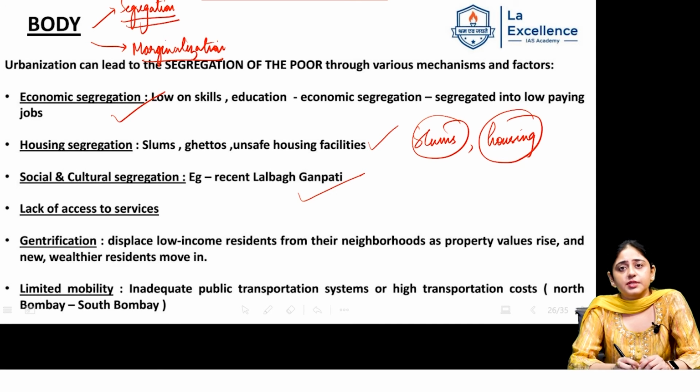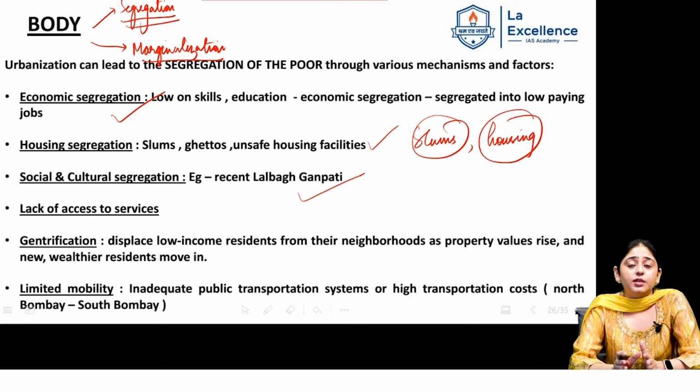Then there is a social and cultural segregation also among these people. Recently, for example, there is a very famous Ganpati installation in Mumbai, in an area called Lal Bagh. He's known in Marathi as Lal Bagh Cha Raja, which means Lal Bagh's Raja. So it's very famous. People wait around 6 to 7 hours, standing in lines to have just Ganpati darshan there.